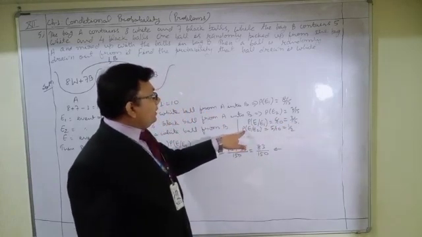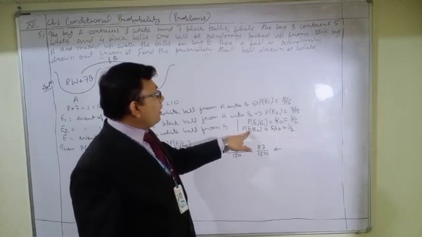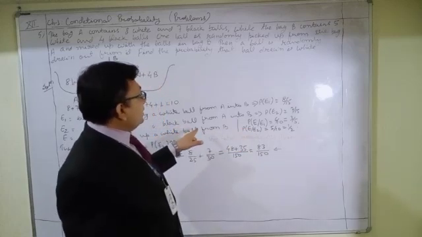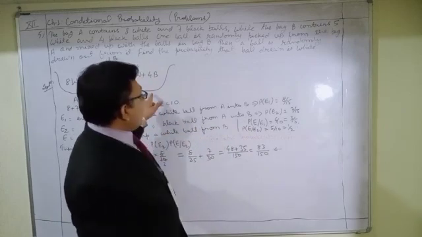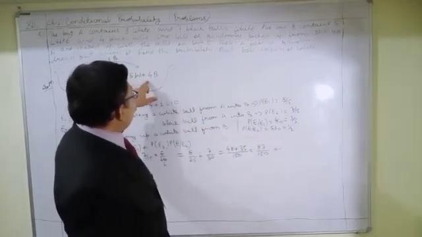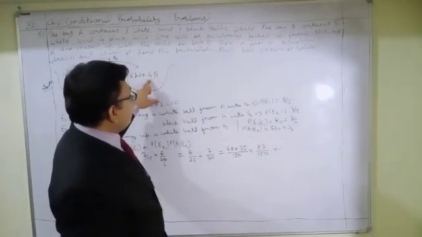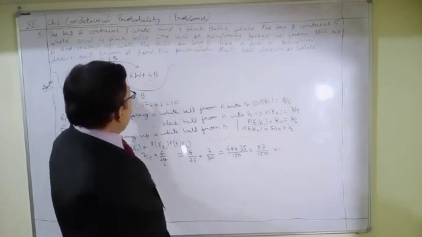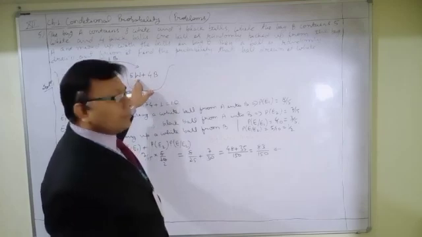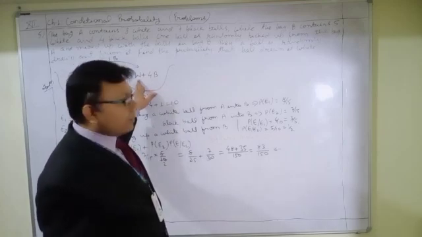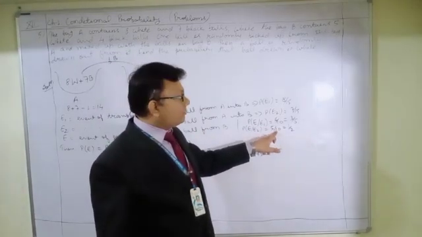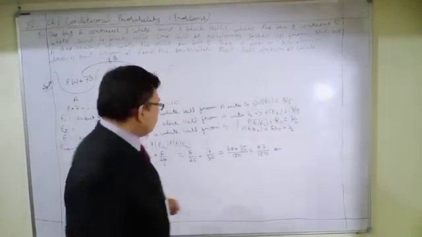Again, the probability of picking up a white ball from bag B when a black ball is transferred from bag A to bag B is equal to 5 by 10. It is so because here we are selecting a white ball. When one black ball is shifted from bag A to bag B, obviously the number of white balls will remain the same in bag B, so we can write 5 divided by the total number of balls. Now it will become 10 in number, so that is equal to 1 by 2.